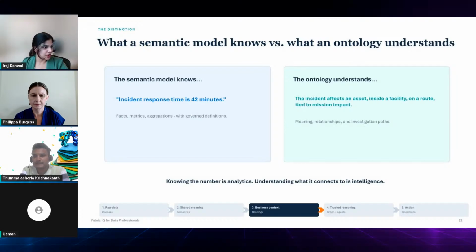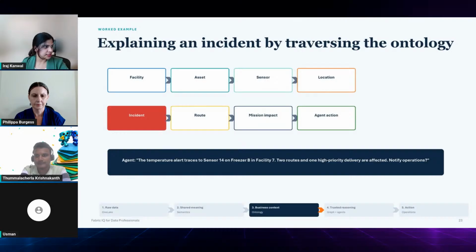So I'm hoping that you now have a better understanding about the purpose of the semantic model and the ontology, and what it gives you. Let's talk a bit more about the facility example. We have a working example that can traverse the ontology and let us understand.